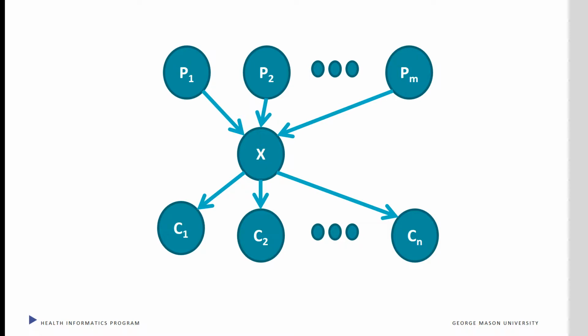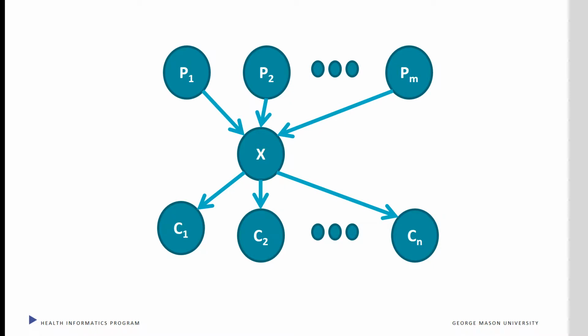Causal networks are directed graphs. Every arc has a direction of influence. In this network, the parent node PM influences node X, and node X influences the child node C1. You can walk through a network structure in this fashion.